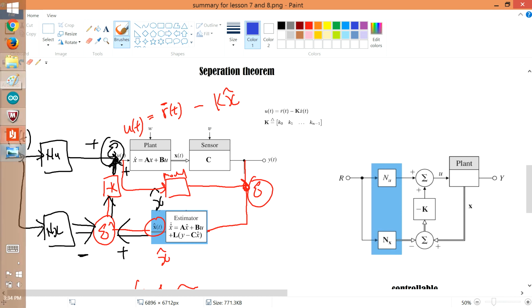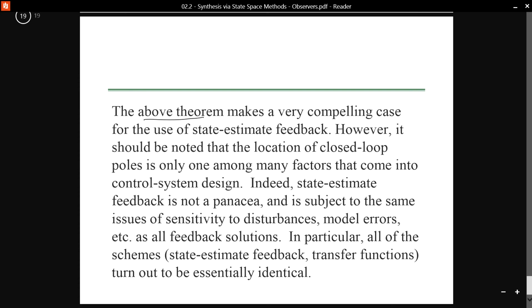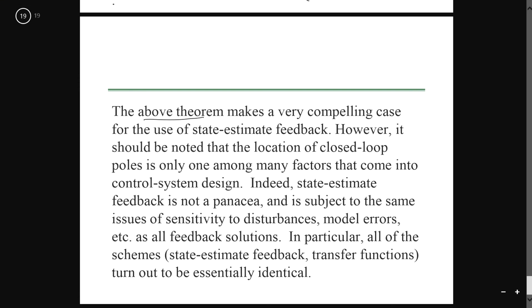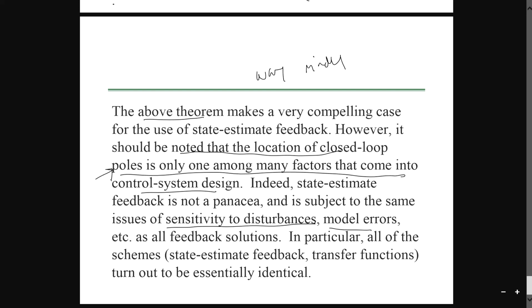Although this is a pretty neat method, it should be noted that the location of the closed loop pole is only one among many factors that come into the control system design. Knowing the poles is one thing, because you also need to be mindful of the sensitivity to disturbance, the errors of the model, the feedback solutions, and other stuff. So you need to consider all the things that you haven't been able to measure.